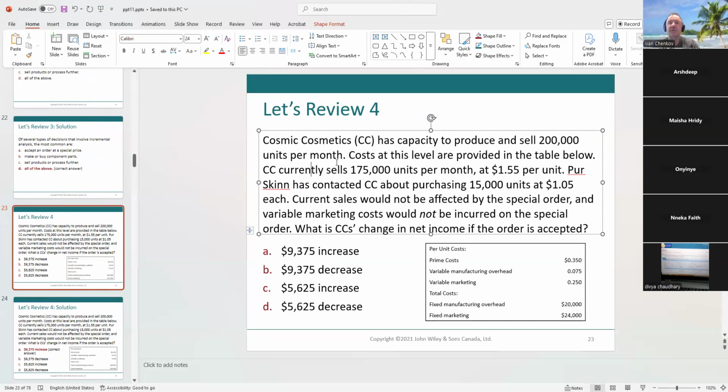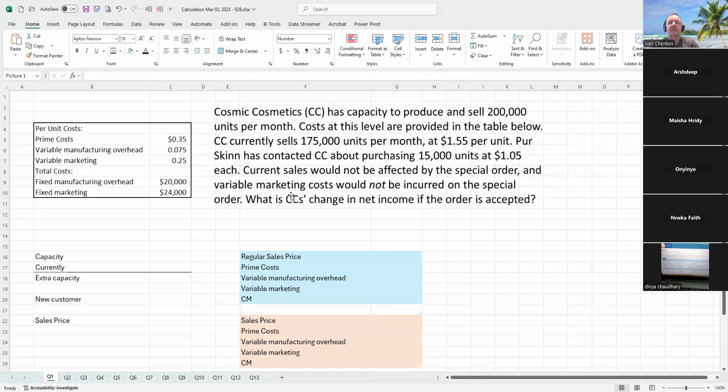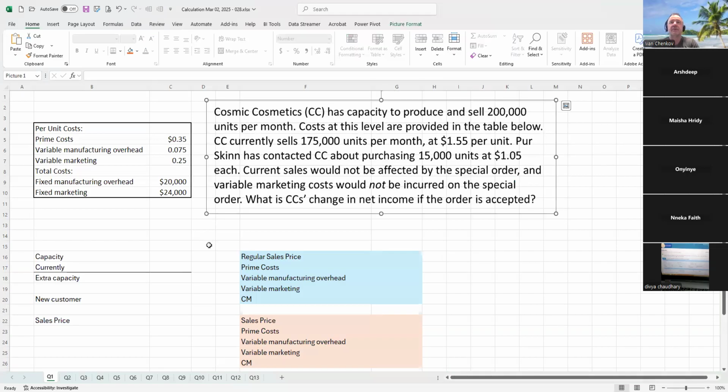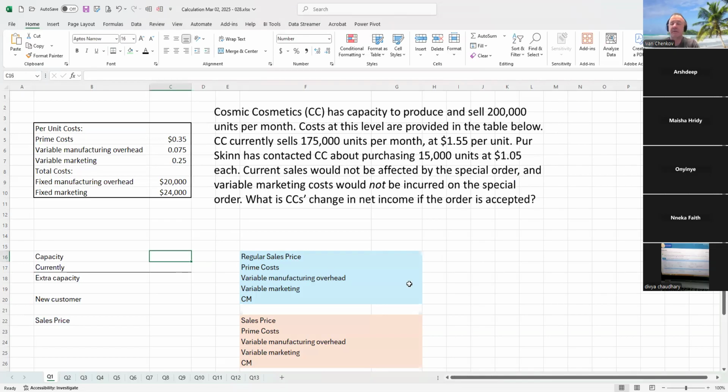This is the situation. We have to find out what will be the effect on the net income if we accept this order. In order to do this, we better move to the Excel spreadsheet. So let me stop sharing this and move to the Excel spreadsheet. Can you guys see my sheet? Yes. So this company has the capacity to produce and sell 200,000 units per month. Costs at this level are provided in the table below, which is the table here.